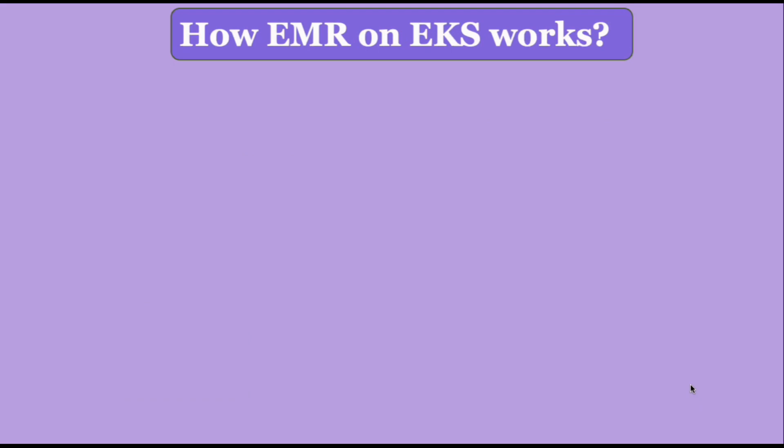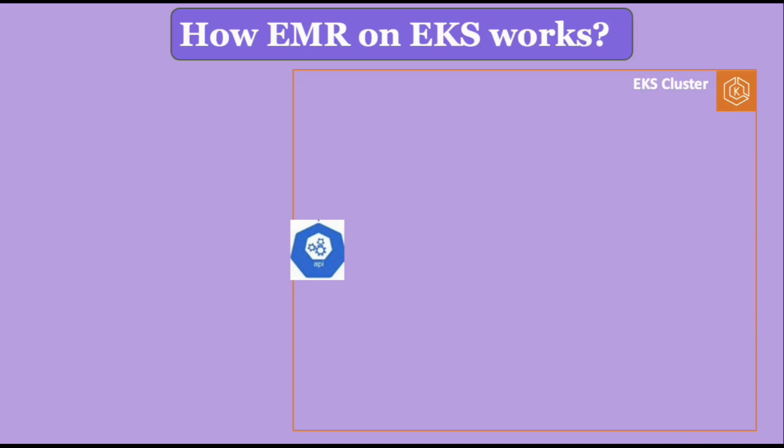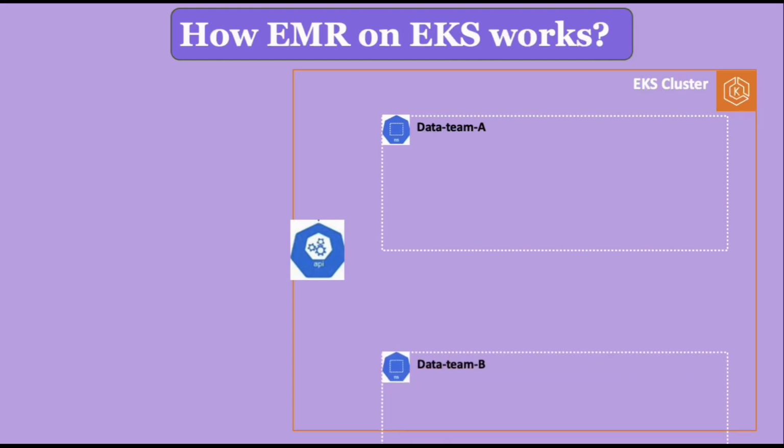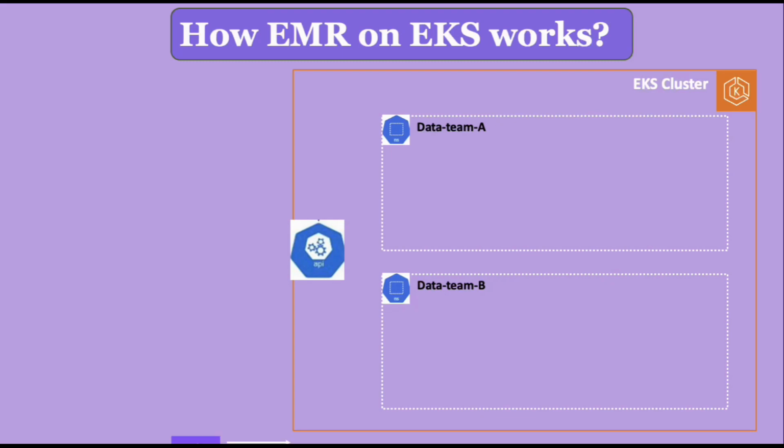Now let us look at how EMR and EKS actually work. Let us say we have an EKS cluster and we have an API server, which is the control plane endpoint. Then there are two teams, for example, data team A and B, and we have to create the namespaces first in the cluster. And then we have to create virtual EMR clusters. A virtual cluster is nothing but a namespace. It's just mapping to one of the namespaces in the Kubernetes cluster.